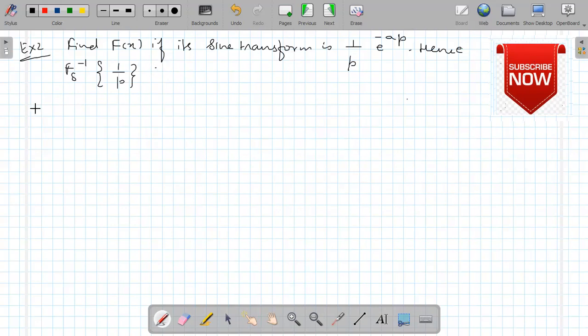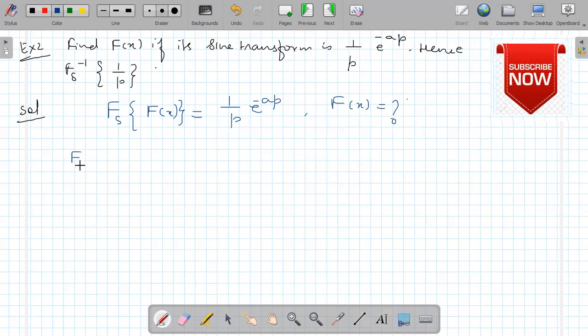So what are we given? Find f(x) if its Fourier sine transform of function f(x) is given to us as 1 upon p e to the power minus ap. We have to find f(x), which means we have to take Fourier sine inverse of this function.